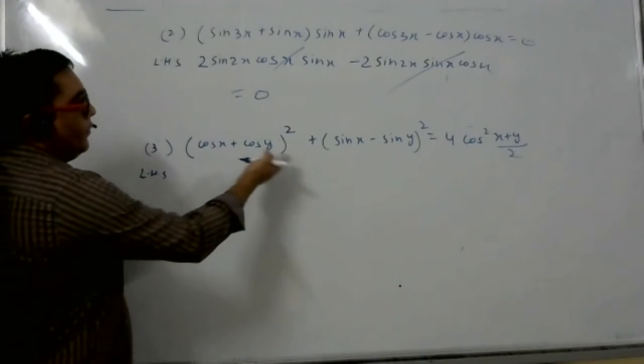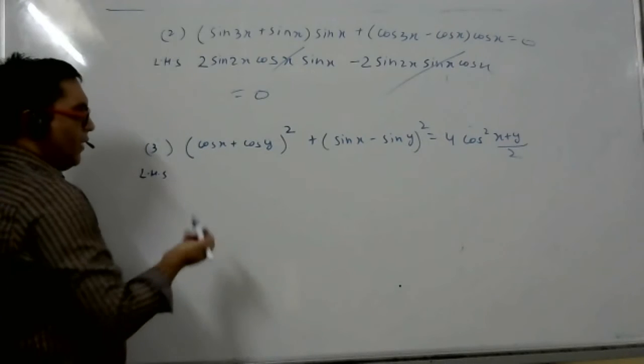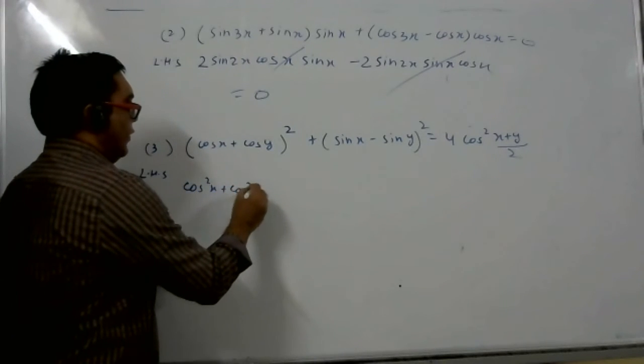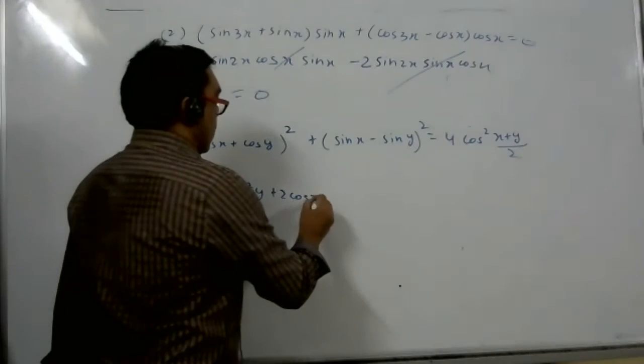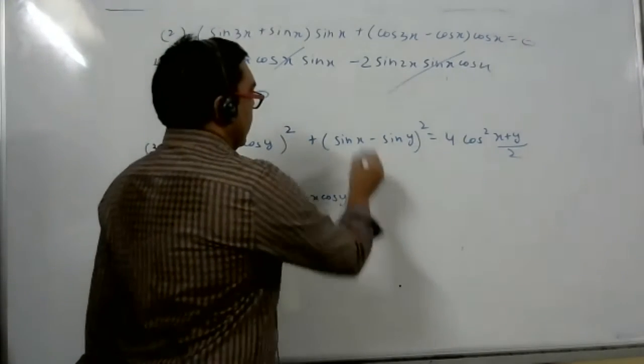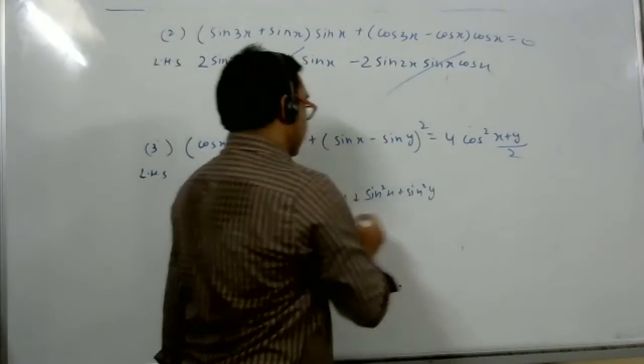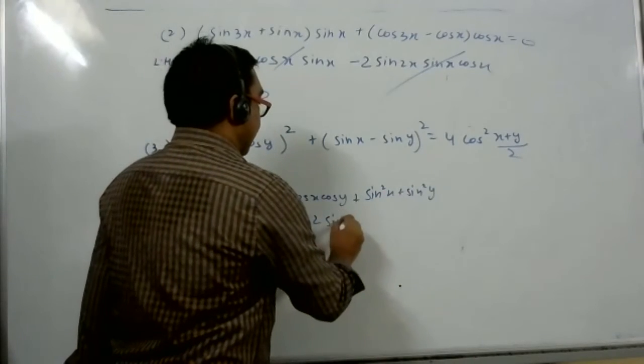Left hand side, what can we do? Tell me. A plus B whole square. That only. What else? Nothing we can do. So cos square x plus cos square y plus 2 cos x cos y. And here also sin square x plus sin square y plus 2 sin x sin y.